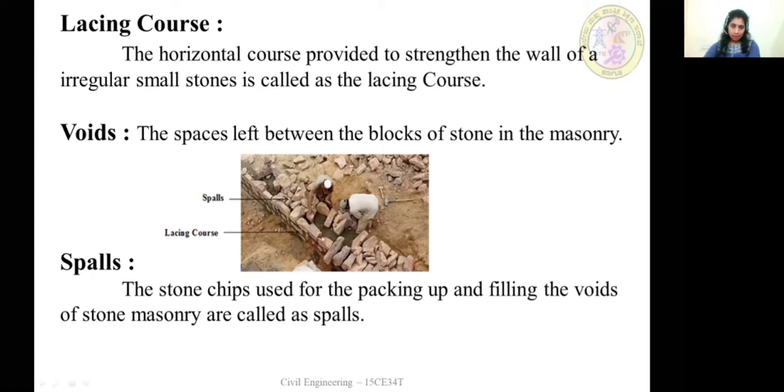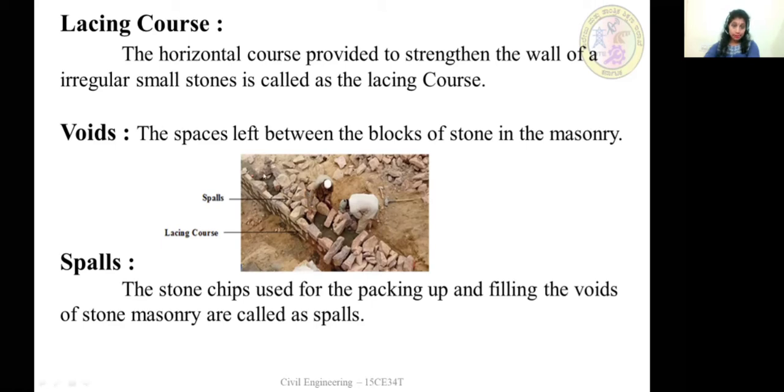They're using larger stones on either side of the wall. See, this is a lacing course, the outer surface of a wall. They are constructing with a larger stone on either side. Again, the space between these stones, the two blocks, is known as voids.